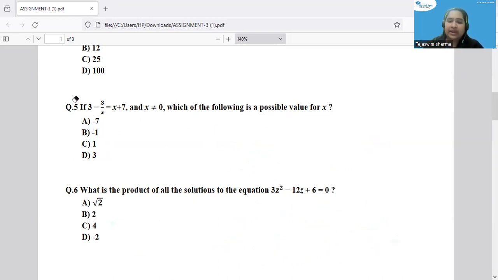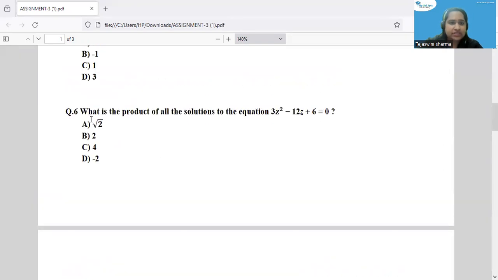Okay, so now let us move to the next question, which is question number 6. In this expression, you can see that in question number 6, it has been asked to find out the product of the solutions of this equation.